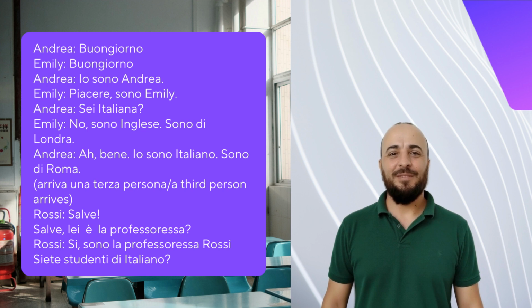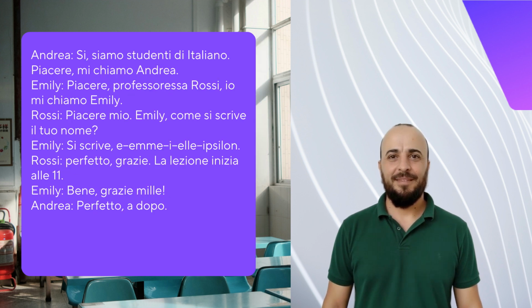Arriva una terza persona. Salve. Salve, lei è la professoressa? Sì, sono la professoressa Rossi. Siete studenti di italiano? Sì, siamo studenti di italiano. Piacere, mi chiamo Andrea. Piacere, professoressa Rossi, io mi chiamo Emily. Piacere mio. Emily, come si scrive il tuo nome? Si scrive Emily. Perfetto, grazie. La lezione inizia alle 11. Bene, grazie mille. Perfetto, a dopo.